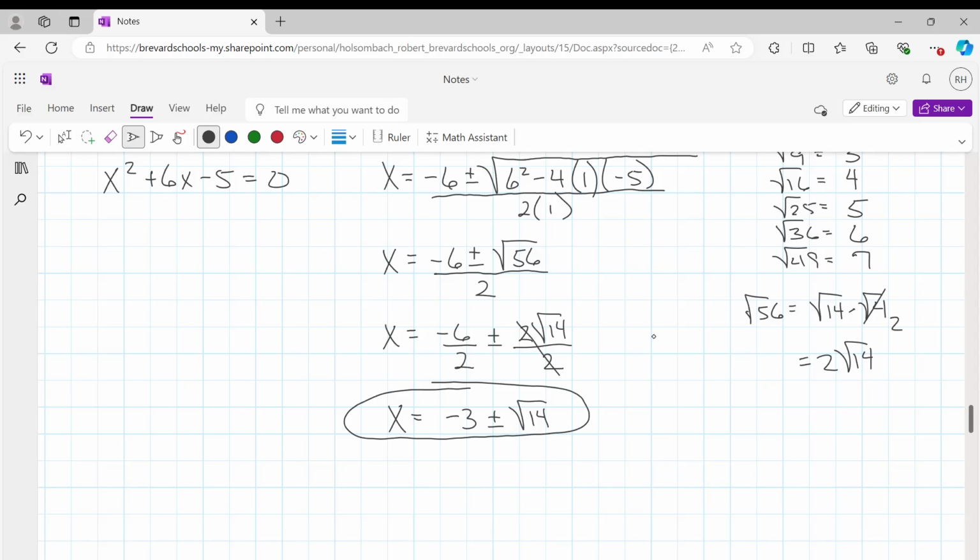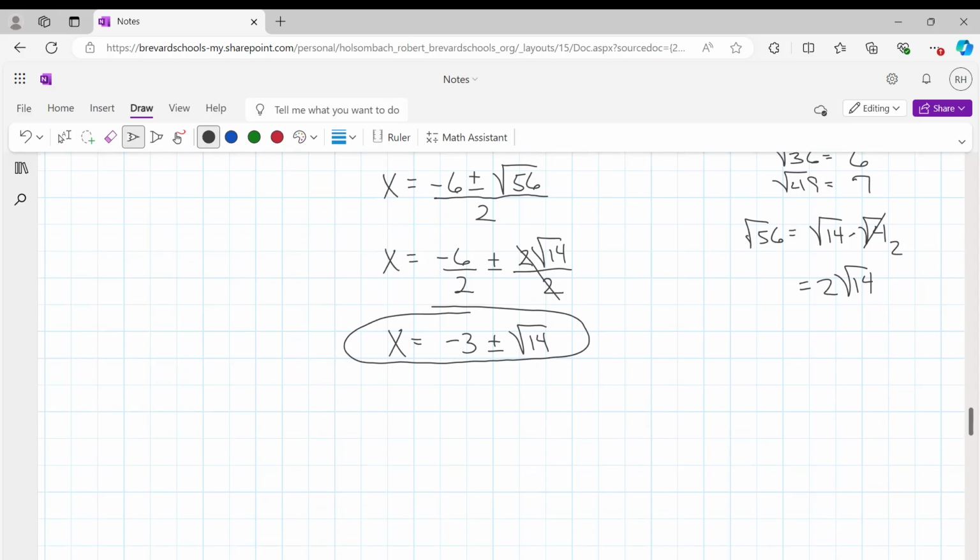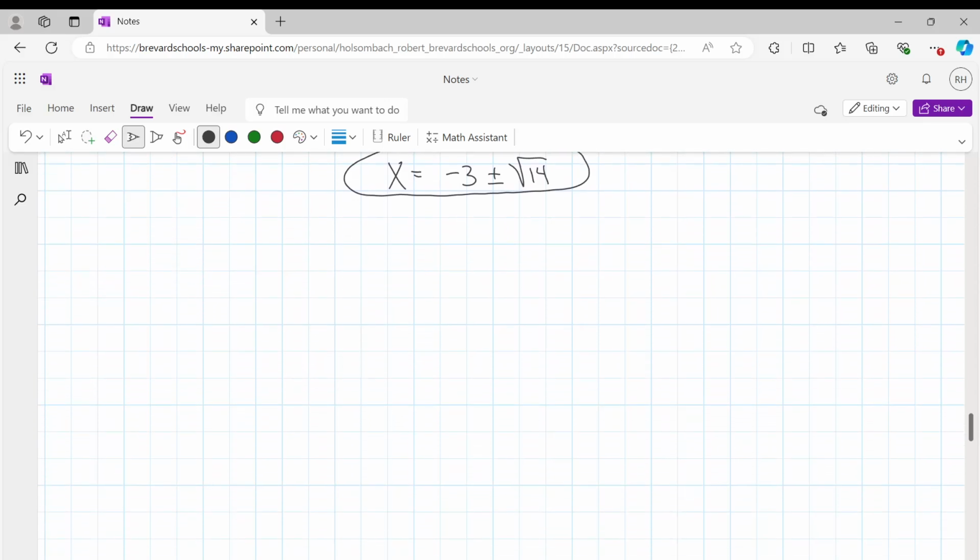All right, and if you get stuck simplifying your radicals, just come see me today and I'll talk you through it. All right, so your practice for today is going to be page 245, problems 11 through 16.